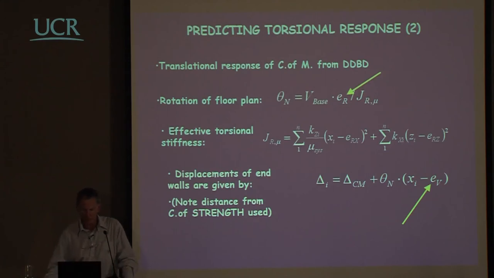However, given a certain strength eccentricity or a stiffness eccentricity, the one with the top yellow arrow is the stiffness eccentricity, the bottom one is the strength eccentricity, we can calculate what the effects are in terms of the rotation of the floor plan. And this looks very similar to what we might use in an elastic approach, except for the fact that this torsional stiffness is different from the elastic torsional stiffness. It takes into account the fact that the walls themselves, once they get into the inelastic range, have a reduced secant stiffness, as we would look at in the displacement-based design.